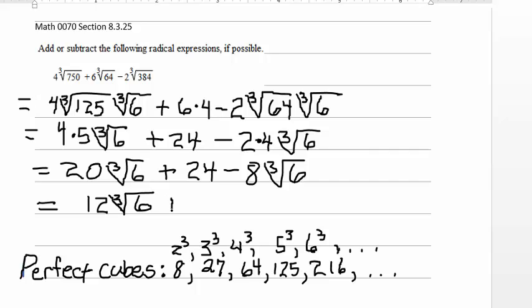And I cannot do anything with the positive 24 except recopy it. And that is my final answer. So in order to add radicals, the index and the radicand have to be the same. 24 is not a radical term at all, so it cannot be added or subtracted with these cube root of 6 terms.